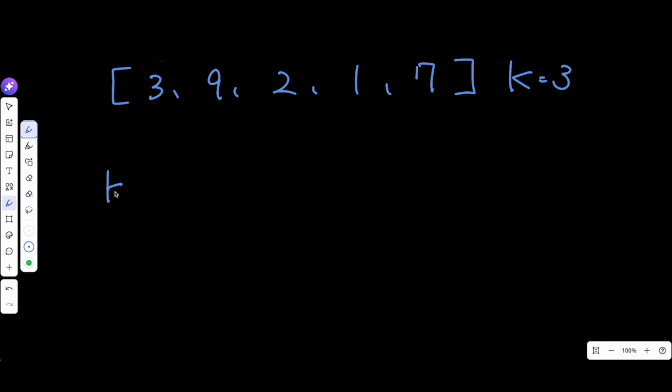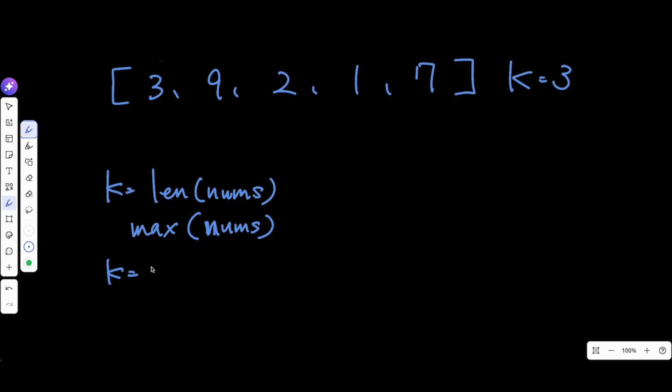So what if k equals the length of nums? In that case, simply return the max of nums, right? Easy. And the second case is k equals 1. In that case, the subarray is simply like this, so we just compare each number and return the max value.